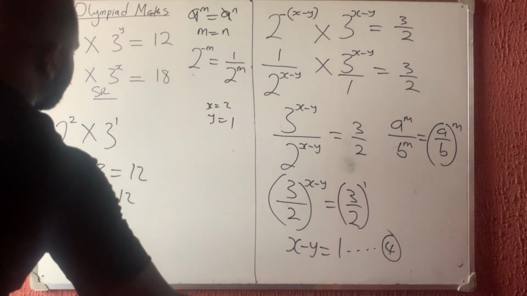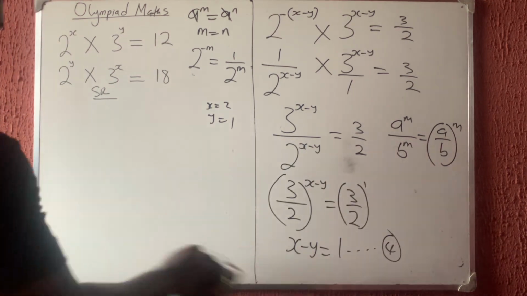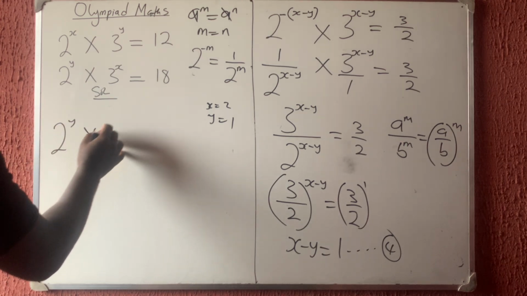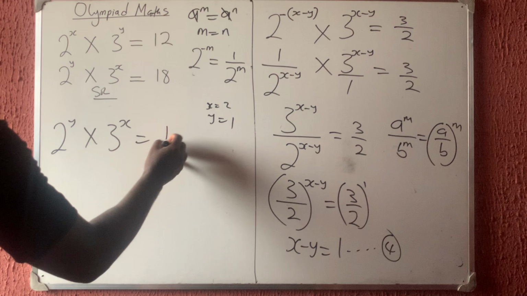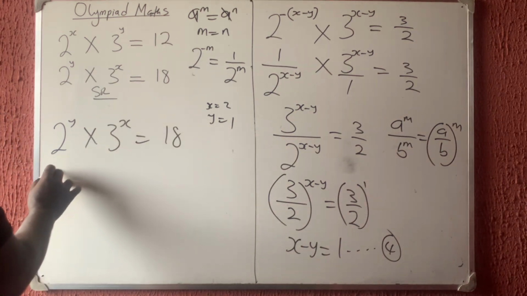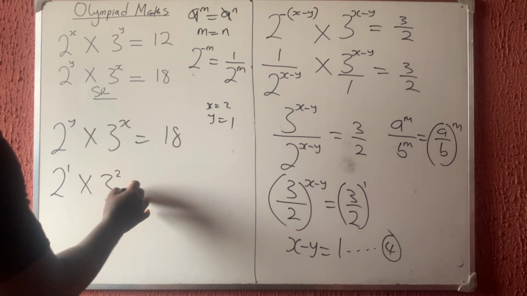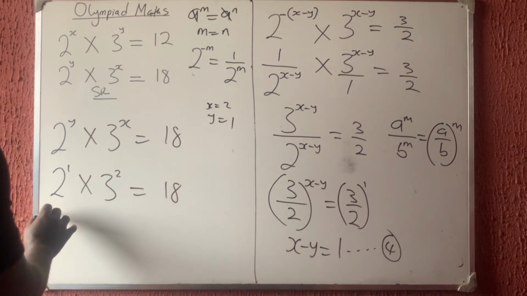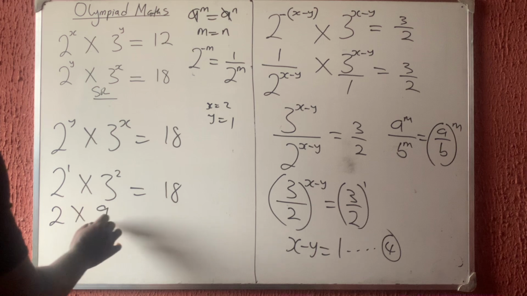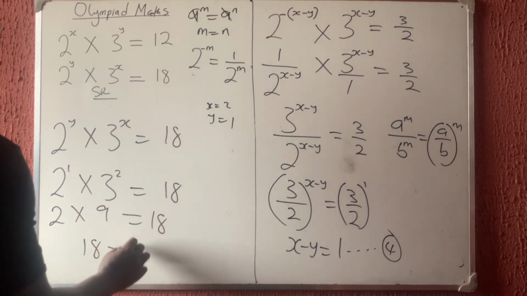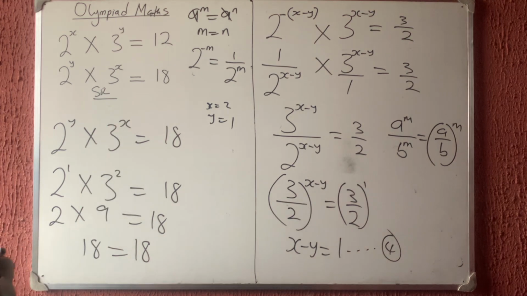Let's check the second one. For the second equation, we have that 2 raised to power y times 3 raised to power x gave us 18. So let us substitute: 2 raised to power 1 times 3 raised to power 2. Is it the same thing as 18? Let's check. 2 times 9, is it 18? Yes, 18 is equal to 18. So that is that.